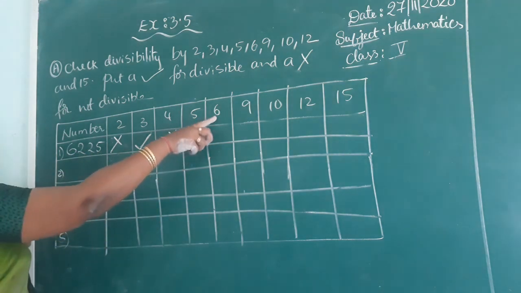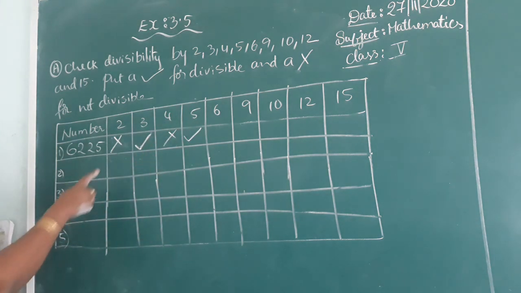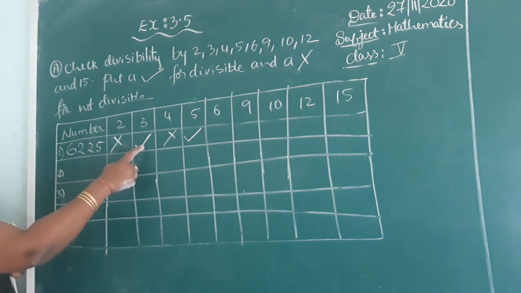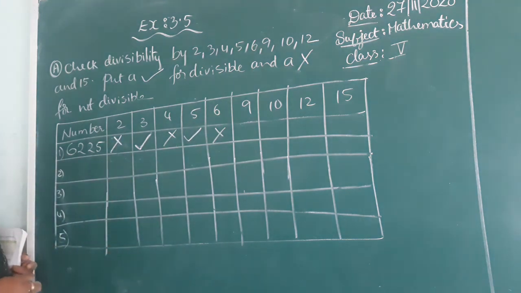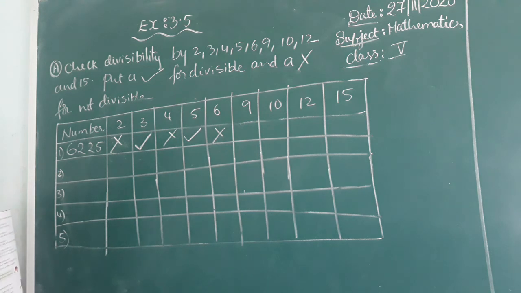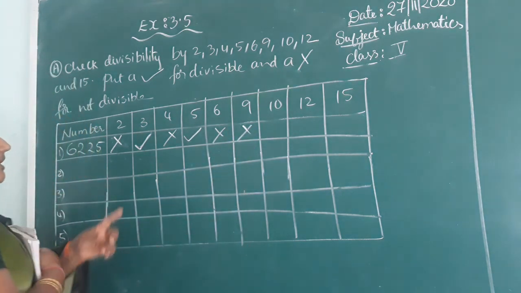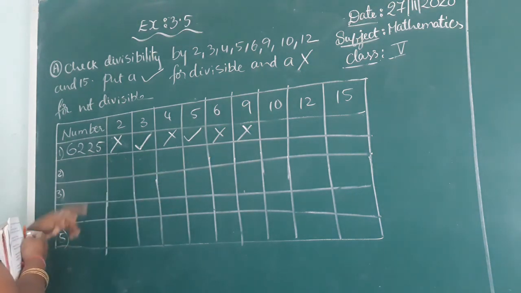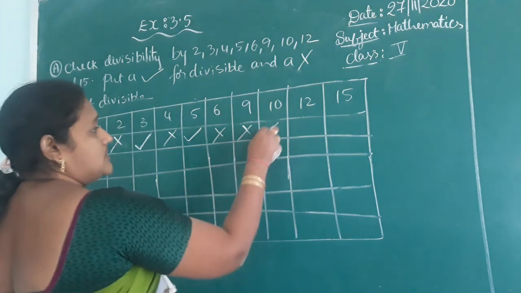Next, divisibility rule by 6. If a number is divisible by 2 and 3, then it is divisible by 6. It is divisible only by 3, not by 2, so not possible for 6 also. Next, 9. What is the divisibility rule for 9? The sum of the digits. Add those digits: 6 plus 2 plus 2, 10, 10 plus 5, 15. 15 is not in the 9 table, so it is not divisible by 9. Next, divisibility by 10. If a number is divisible by both 2 and 5; here 2 is not divisible, so it is not divisible by 10 also.